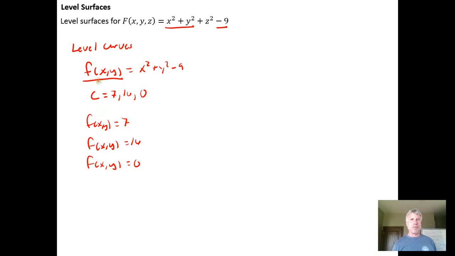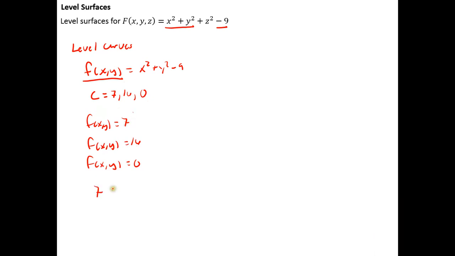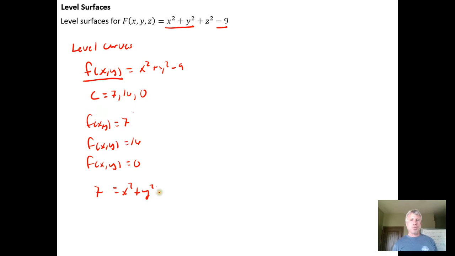So for example, if I replaced f of x, y with 7, we would get 7 equals x squared plus y squared minus 9. We can add 9 to both sides. We get 16 equals x squared plus y squared, and we get a circle of radius 4 in the xy plane. So what we identified when we were doing level curves is we were really taking the plane z equals c, cutting the surface with that plane, looking at the trace of the intersection of that horizontal plane with the surface, and then projecting that trace down into the xy plane.